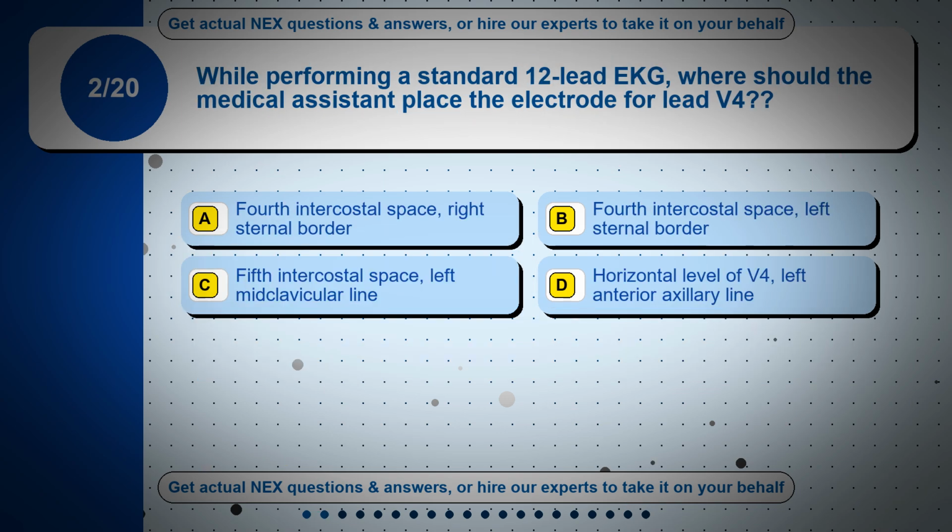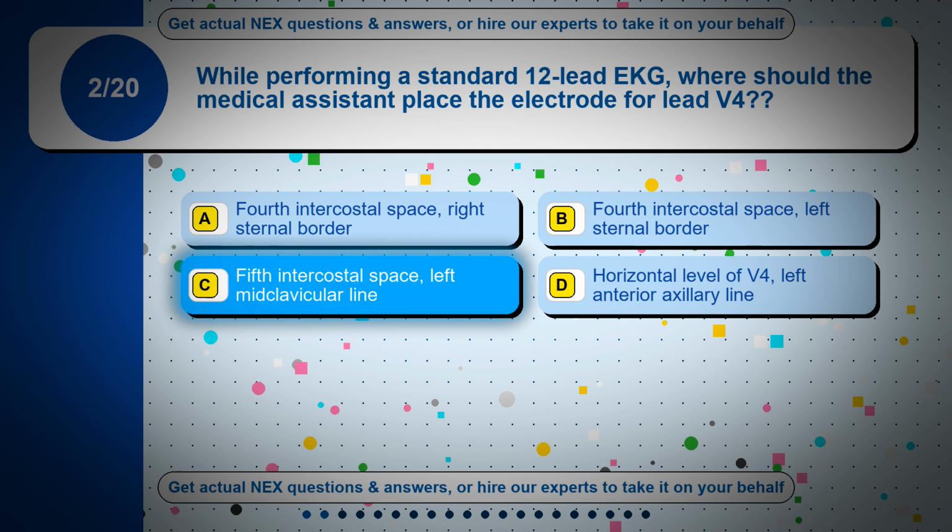Question 2. While performing a standard 12-lead EKG, where should the medical assistant place the electrode for lead V4? Option A, 4th intercostal space, right sternal border. Option B, 4th intercostal space, left sternal border. Option C, 5th intercostal space, left midclavicular line. Option D, horizontal level of V4, left anterior axillary line.